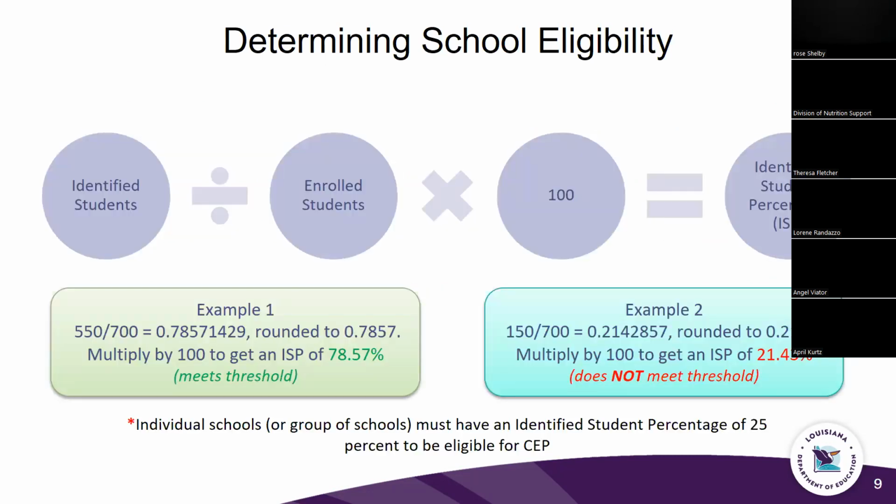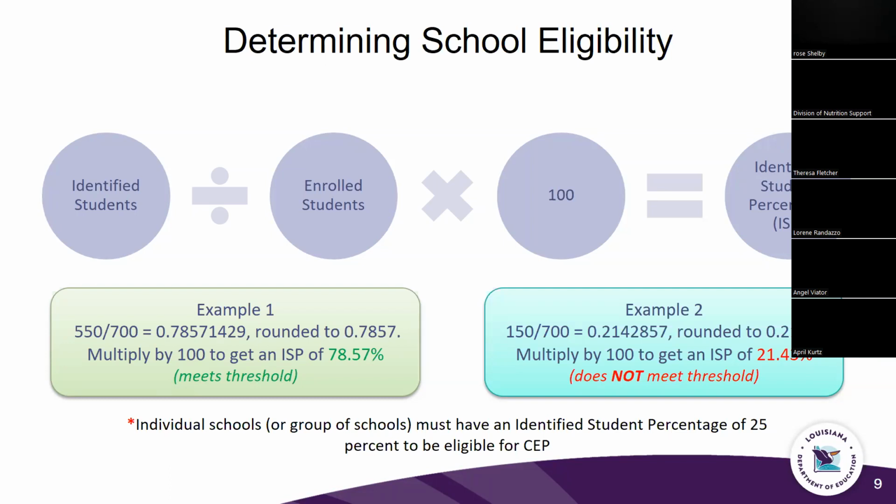All right, so this is the formula that school food authorities should use to determine the identified student percentage. You will divide the number of identified students as of April 1st by the number of enrolled students as of April 1st, and then multiply by 100. I provided two examples of percentages for you. The first example shows a school that has determined there are 550 students with a total enrollment of 700 students. To find the identified student percentage, ISP, you would divide the 550 students by the enrollment of 700.